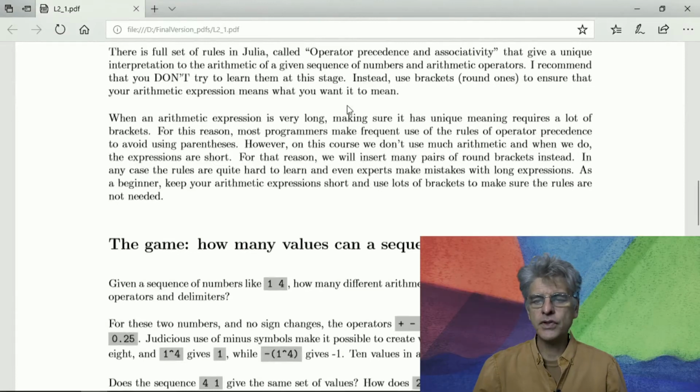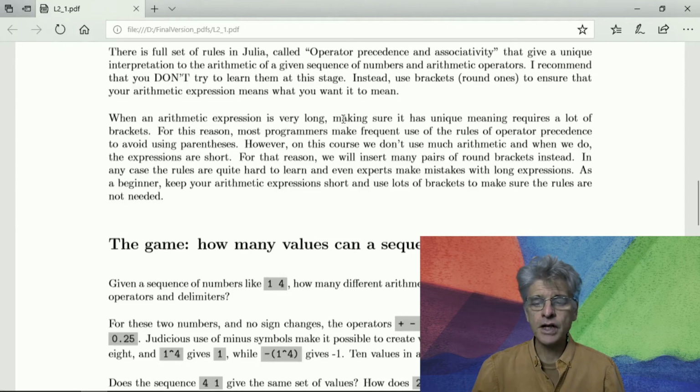And there are ways in which Julia knows its own way. So Julia has a way of making sure that every expression has a unique value by applying these rules. And if you learn those rules, you can predict what the unique value should be, but it isn't always easy to apply. If you use the brackets, the round brackets, then you can ensure that the expression does what you want it to do.